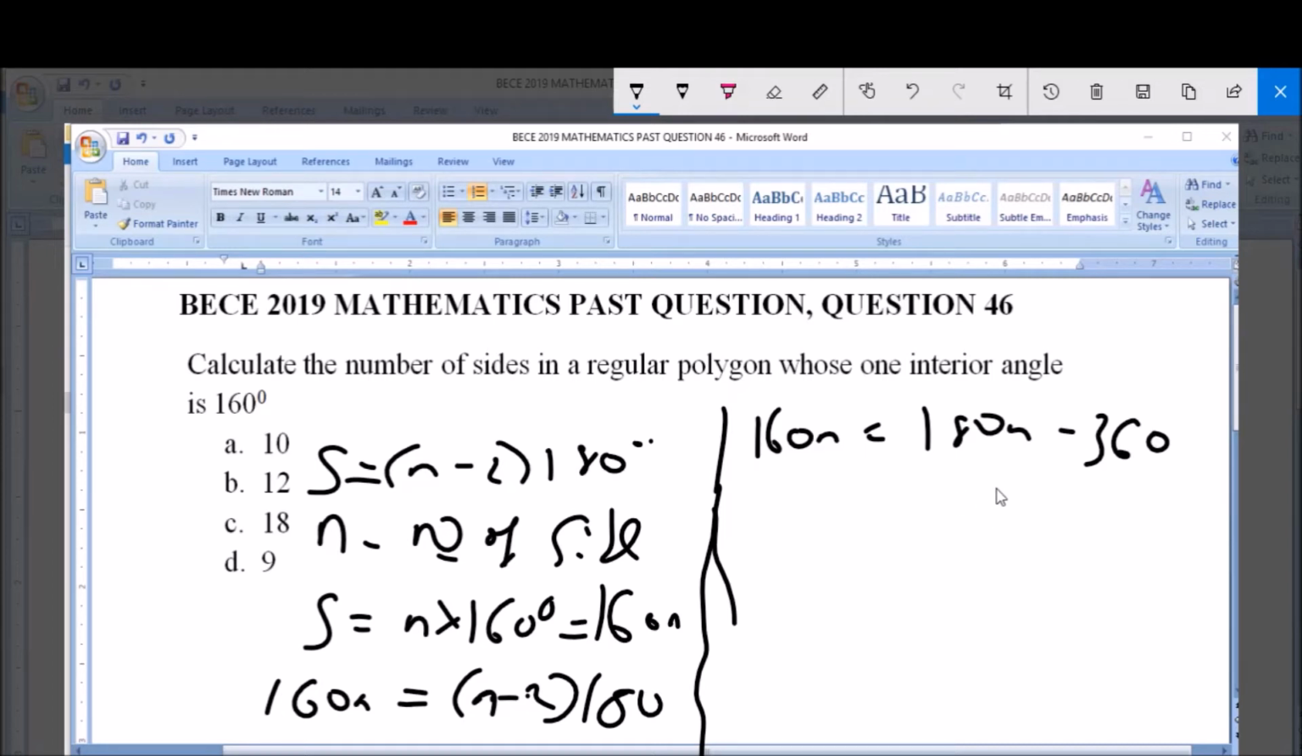Now we are going to collect like terms, in the sense that those that are alike will be on one side of the equation, and the other ones will be on the other side of the equation. For us to collect like terms, this 160n has to come to the right hand side to meet 180n, and this 360 here has to move to the left. So we subtract 160n from both sides and add 360 to both sides.